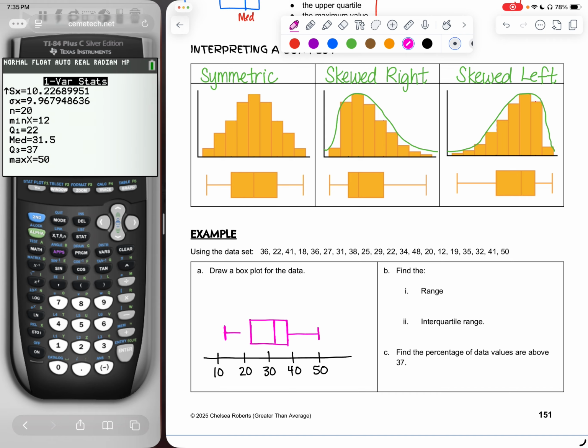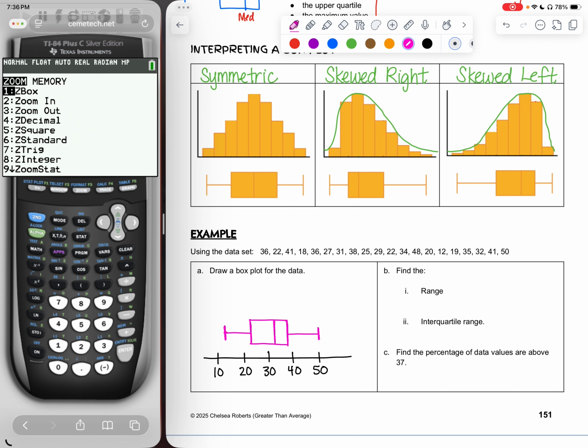However, I'm also going to show you how you can get this in your calculator, and you can also graph this in your calculator. If we wanted to graph this in our calculator, the information is already put into L1. Normally, once we put our data set in, we'll press zoom, and then go down to zoom stat, which is zoom 9. That means it is going to graph anything that's dealing with statistics.